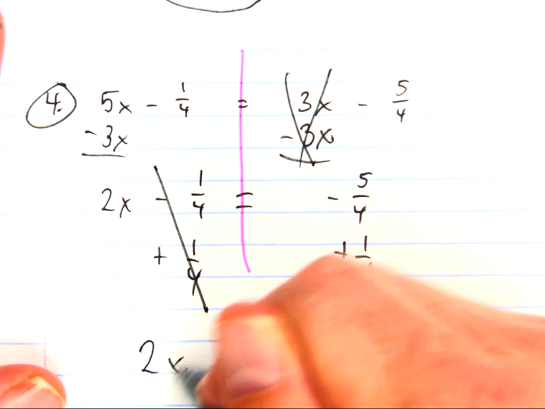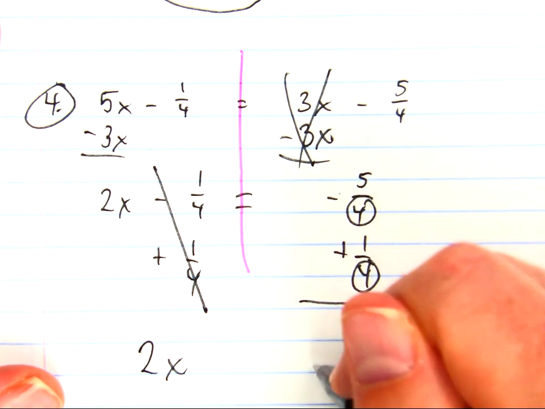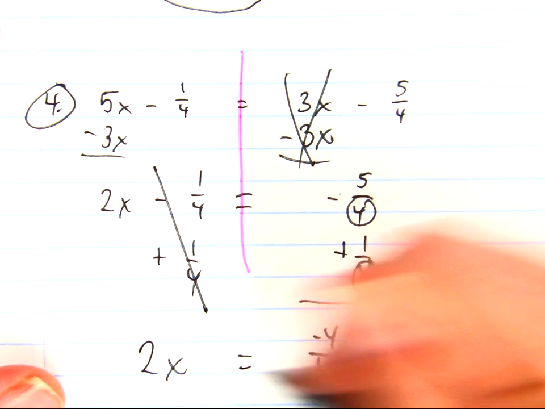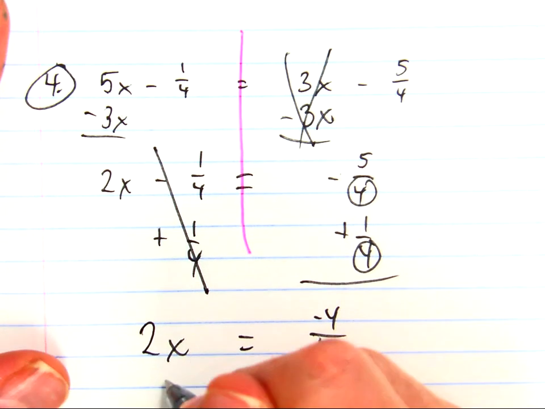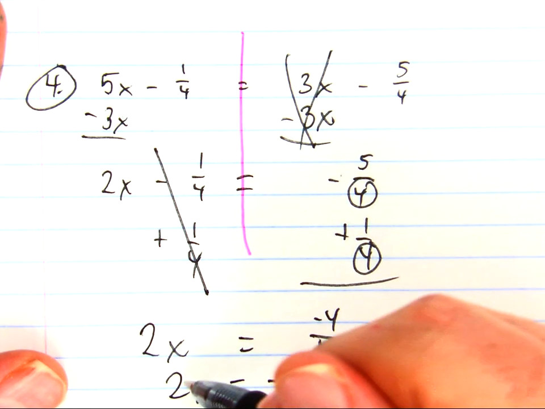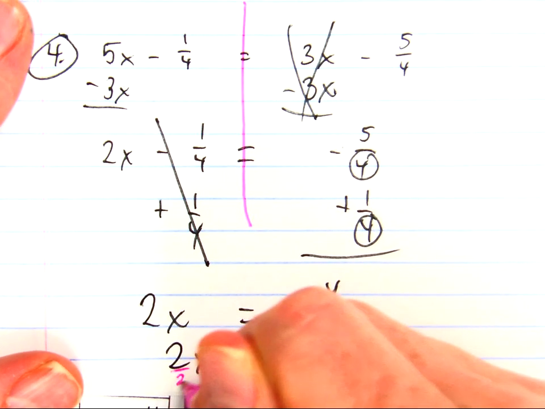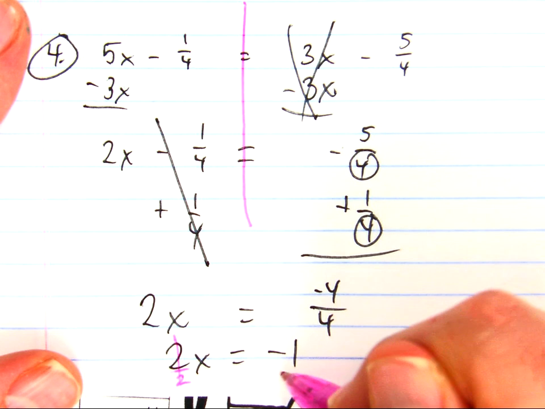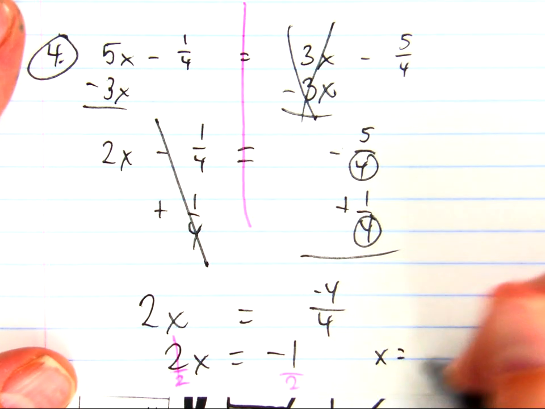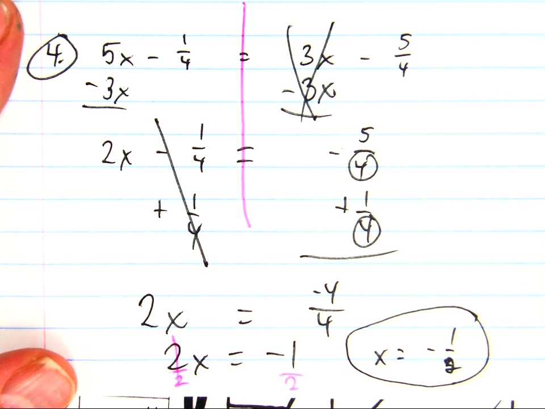So I have 2x, -5 plus 1 is a common denominator of 4, so that stays the same as fourths. -5 plus 1 is -4. Let's make that a better looking question. 2x equals -4/4 is -1. 2 times what is -1? If you can't figure that out, then go ahead and just do your step of dividing by 2 and dividing by 2 so that x is equal to -1/2. There you have it. Let's keep on going.